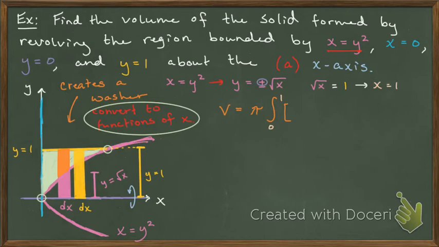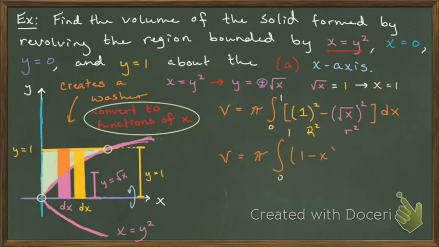The larger radius for me is 1, and I square it, and then I subtract the smaller radius, which is the square root of x, and I have to square that as well. So I see capital R squared minus little r squared. That's my washer method. This all simplifies rather nicely: pi times the integral from 0 to 1 of 1 minus x dx. Going through the integration rather quickly, we end up with pi over 2 as the volume.